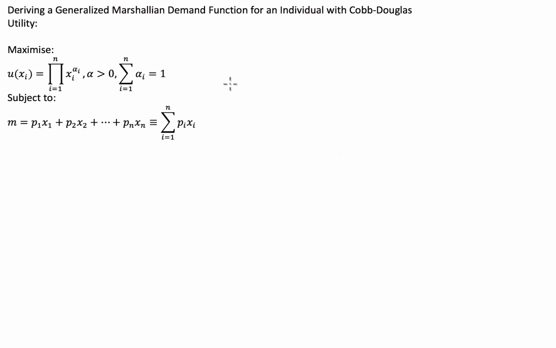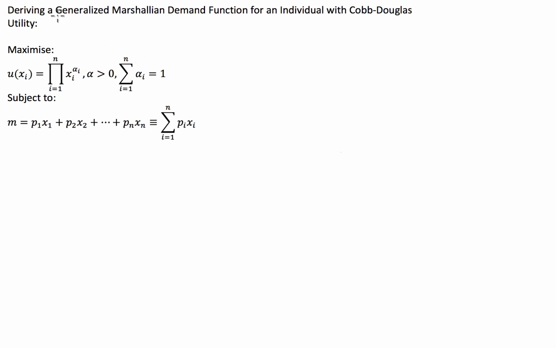G'day guys, we've got a microeconomics question for you today where we're asked to maximize a consumer's utility given a budget constraint. Specifically, the question is asking us to derive a generalized Marshallian demand function for an individual with Cobb Douglas utility. So let's just get through a couple of definitions first.